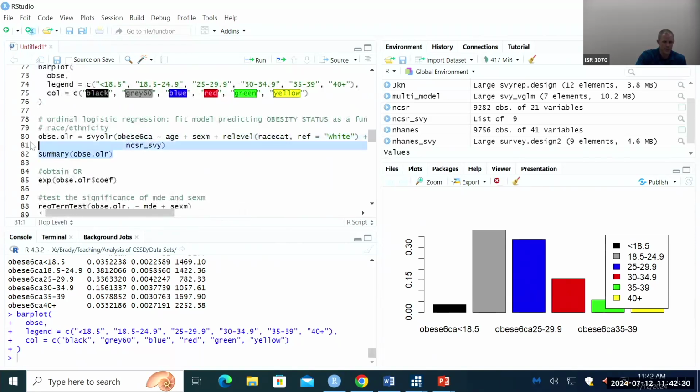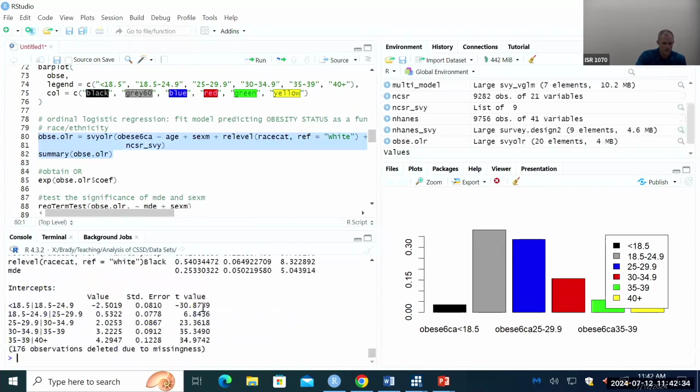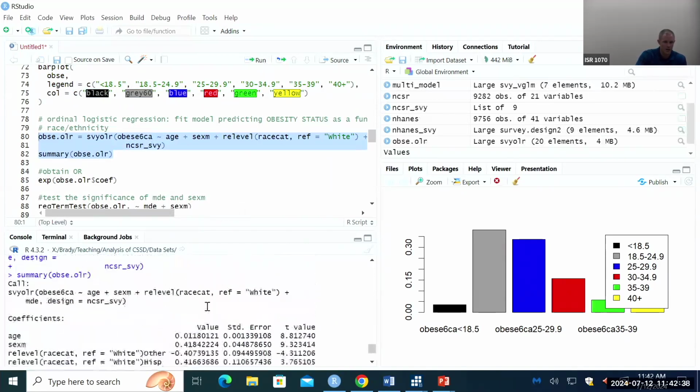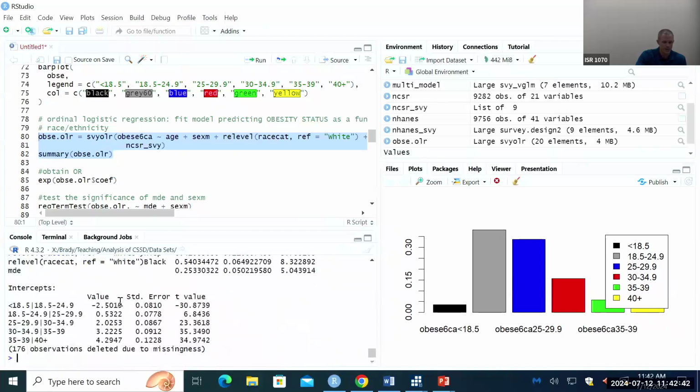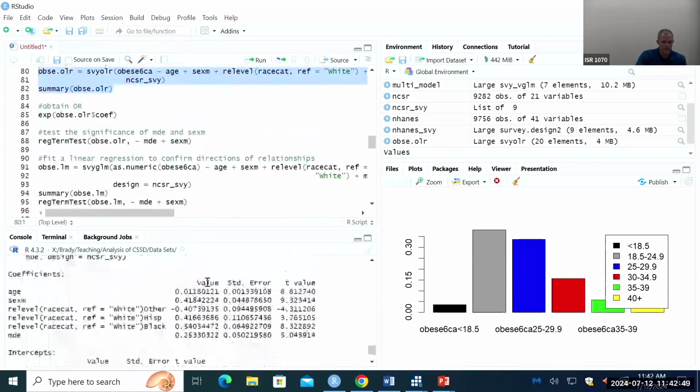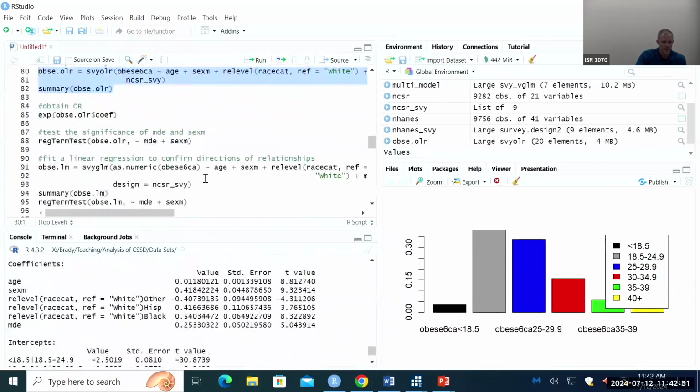So I'll fit that model and then look at a summary of the resulting object here. You see these weighted estimates of the coefficients on the log odds scale under the proportional odds assumption, along with the estimated cut points. And again, if I want to double check that everything is in the expected direction, I can refit that model using svyglm, which by default fits the linear regression model.